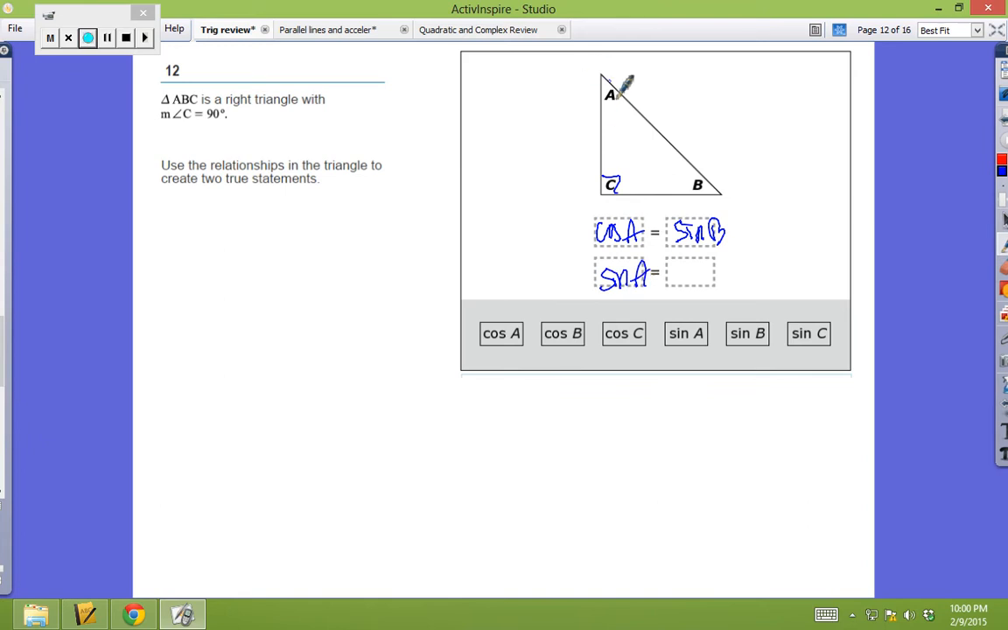So the sine of A, if you were to do sine of A, that's going to be this guy right here over this guy right here. And the cosine of B is equal to adjacent over hypotenuse, the same two pieces.